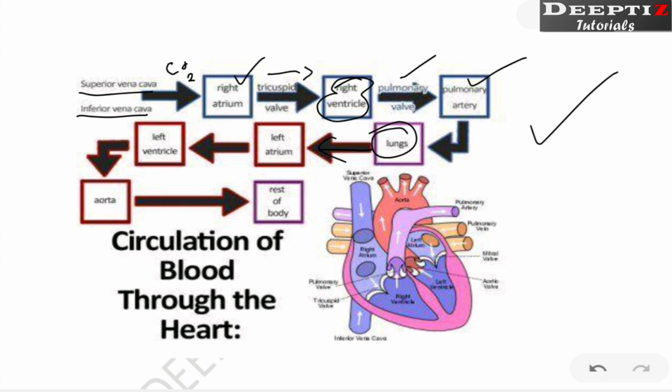From the lungs, through which blood vessel does it reach the left atrium? It reaches the left atrium via pulmonary vein. Now from the left atrium it reaches the left ventricle by crossing the bicuspid valve, and from there through the aorta it reaches the rest of the body. Just a summary or a quick review of what we have studied in the last lesson.